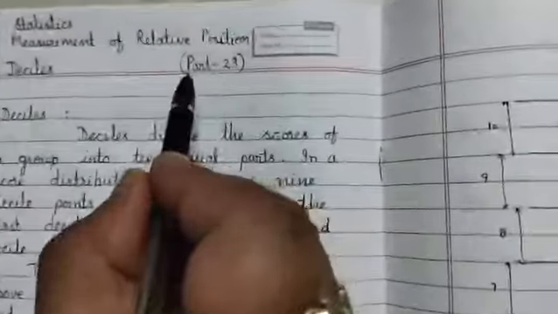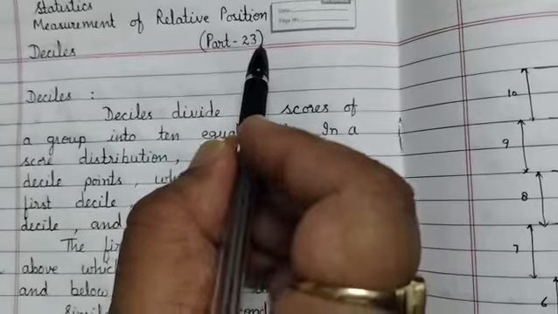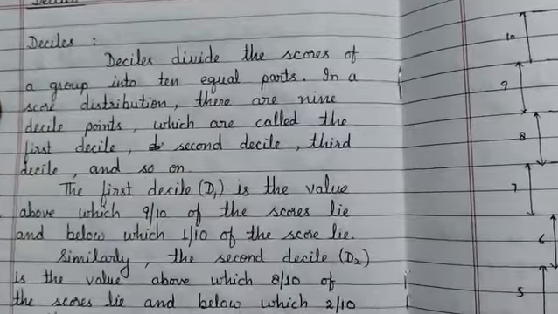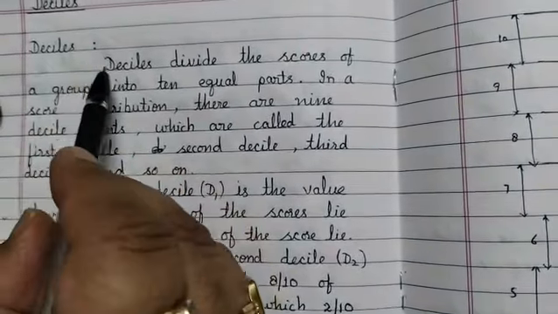Chapter name is Measurement of Relative Position, and this is part 23. In part 23 I have covered deciles. So, the theoretical part of deciles.